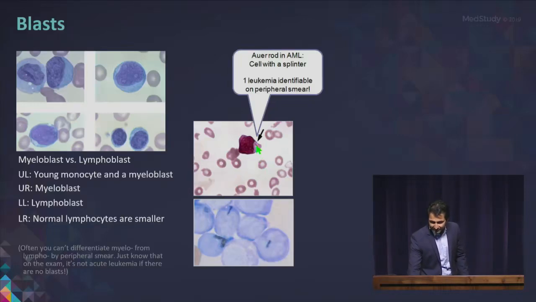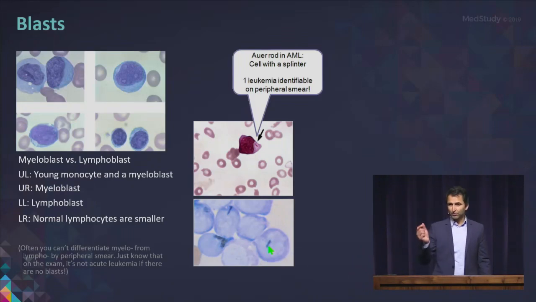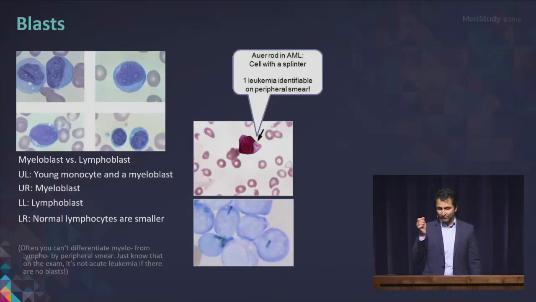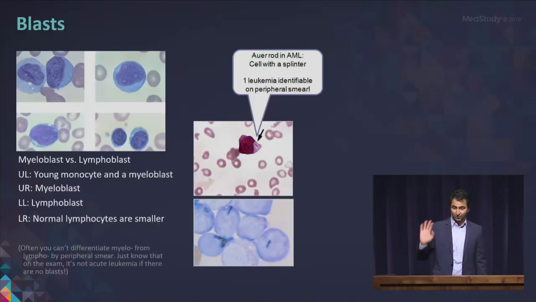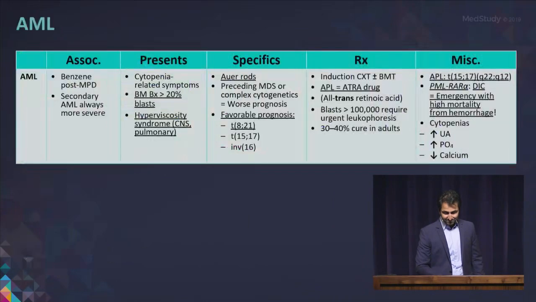These little splinter things here, these are called Auer rods. These are blue or azurophilic needle-shaped crystals. You see them in AML, and only in AML. And if you are shown a blast with this rod in it, it's AML. And that's easy, and you take the question and you run. So remember that. So AML, we talked about Auer rods.